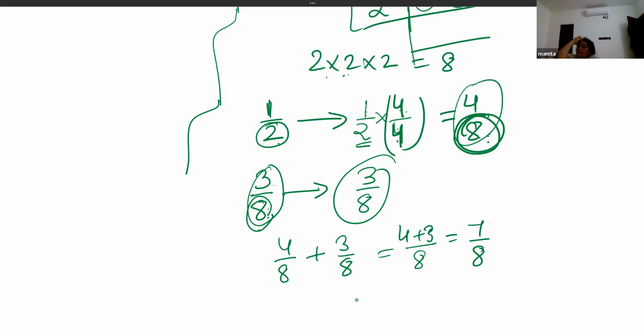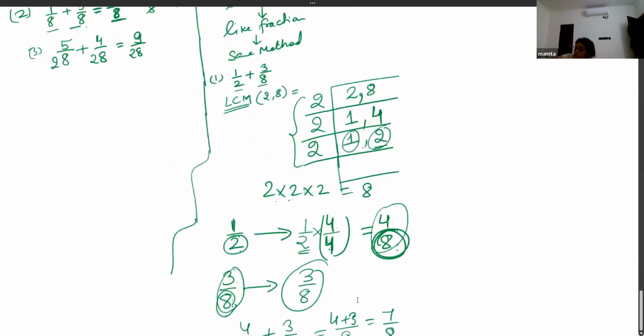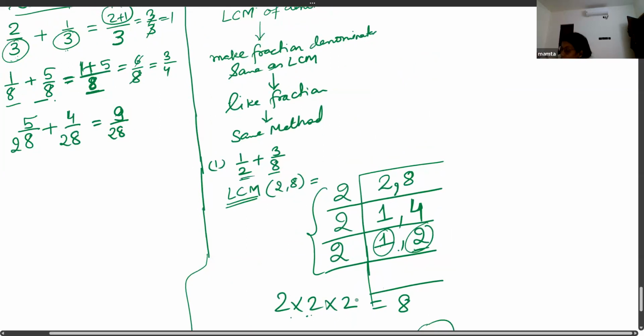How to add the unlike fraction? We can add by using the LCM method. What is the LCM method? Take the LCM of both the denominators. The denominators are 2 and 8. Take the LCM. LCM is 8.